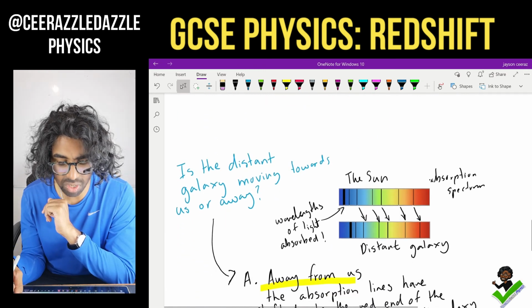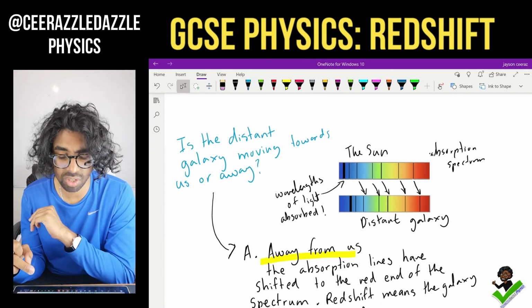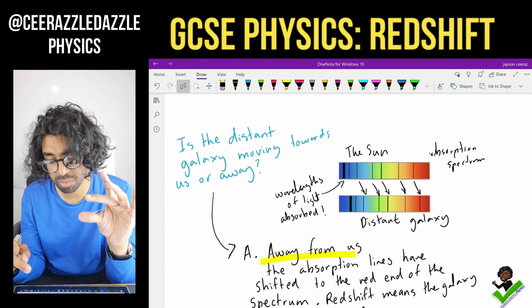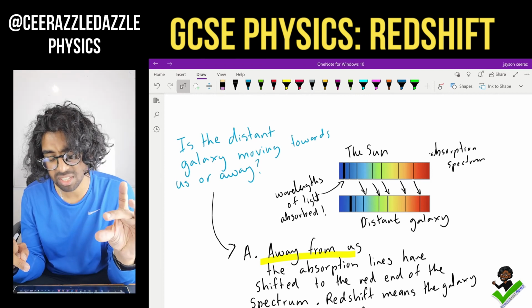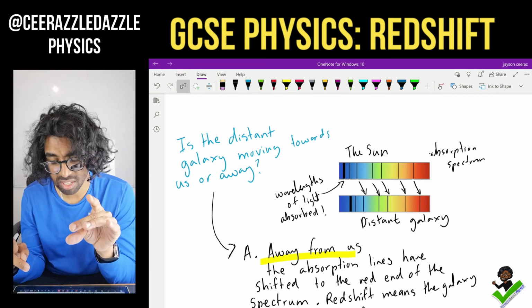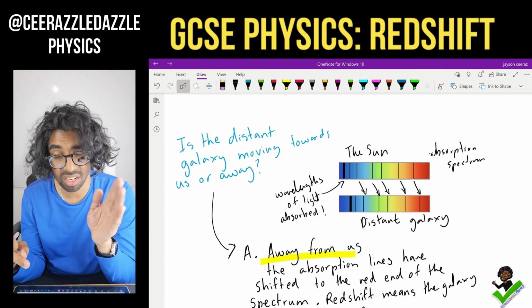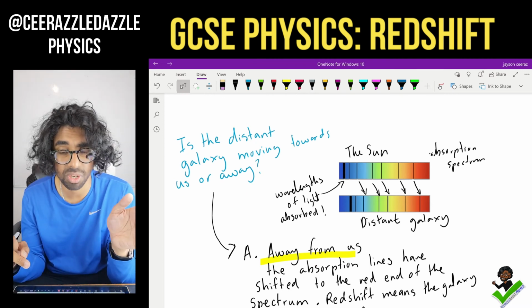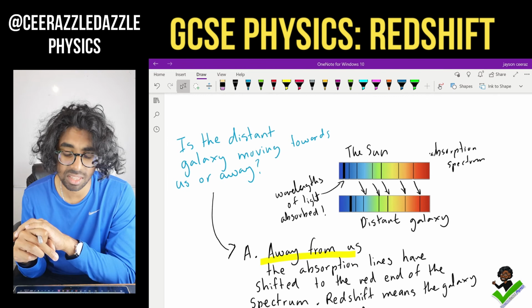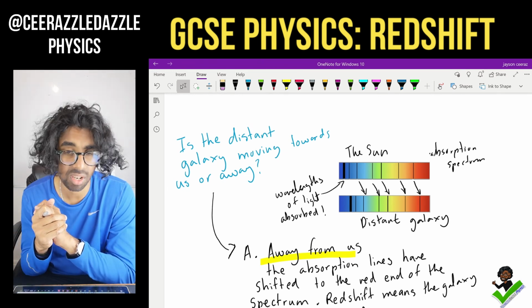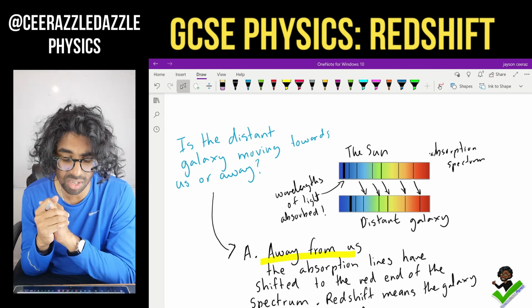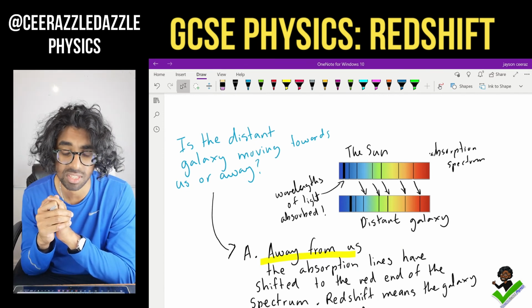And last of all, I did one example of an exam question. We've got the absorption spectrum from the sun and that of a distant galaxy. We can clearly see the lines have been shifted towards the red end of the spectrum. Therefore, the galaxy is moving away from us. Difficult stuff, guys. I'm not going to lie, it's challenging. Get the wording right, because they love to ask these types of questions in the exam.